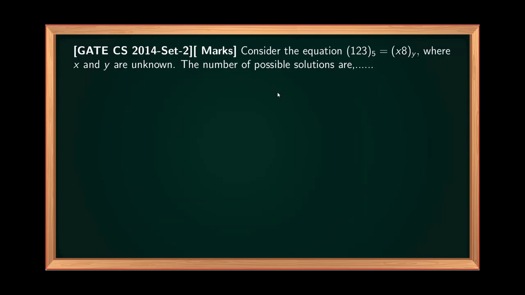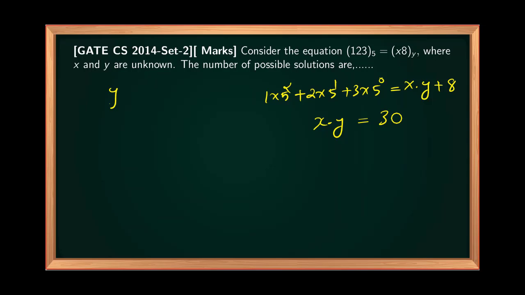Given 123 base 5 equal to x8 base y. Converting into decimal, 1 multiplied by 5 squared plus 2 multiplied by 5 power 1 plus 3 multiplied by 5 power 0 equals x multiplied by y plus 8, which implies x times y equals 30. And we have a condition here, y should be greater than x, because x is my symbol and y is my base.